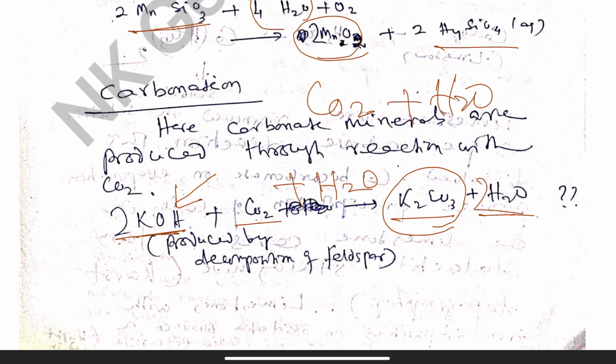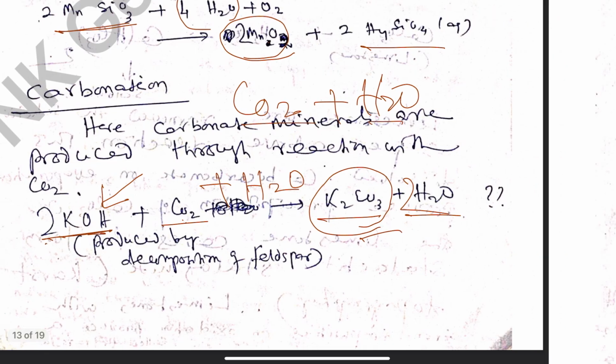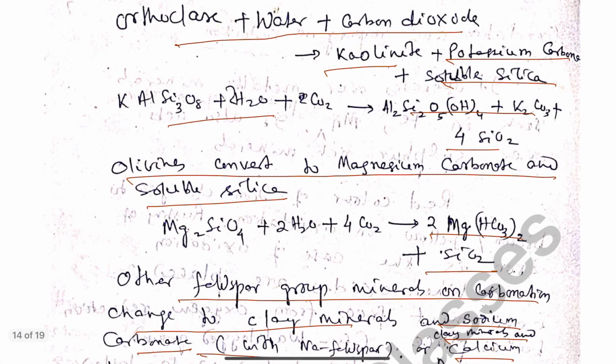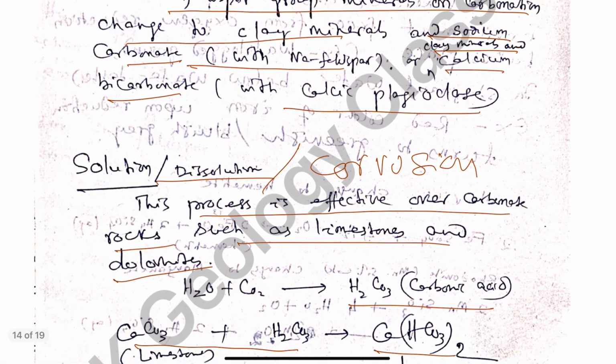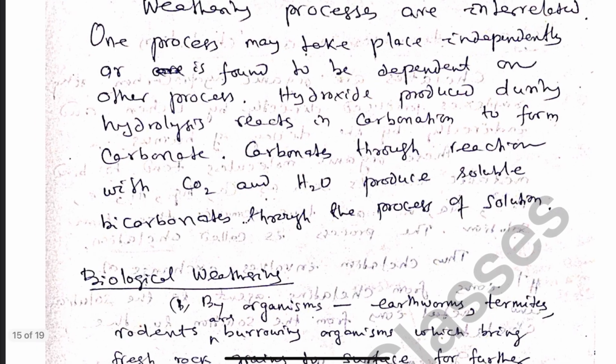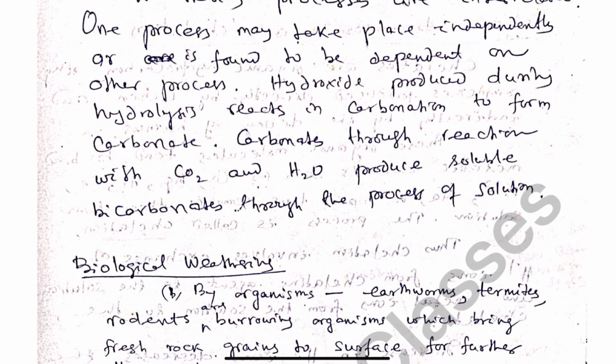So the hydroxides produced through hydrolysis react with carbon dioxide and water to convert themselves into carbonates. So hydrolysis, hydration, carbonation, oxidation, solution, these are the chemical processes by which chemical weathering proceeds.